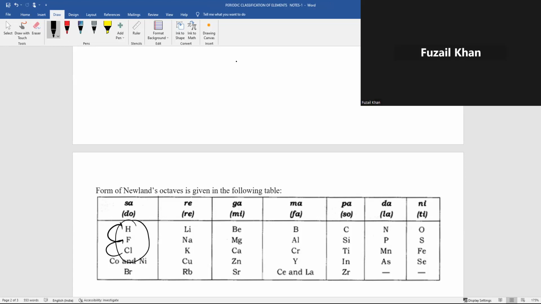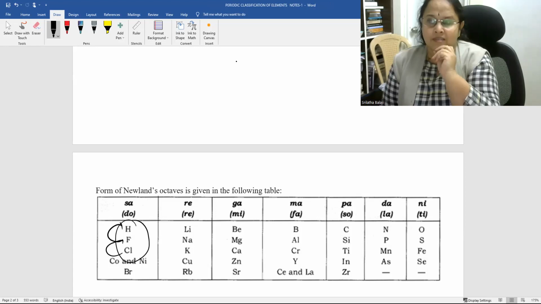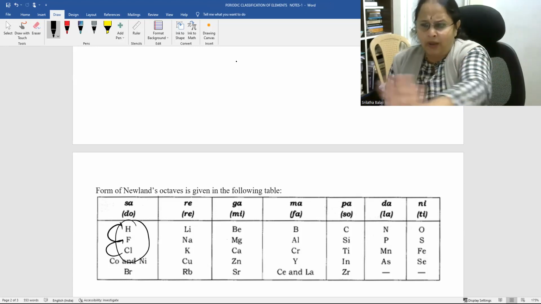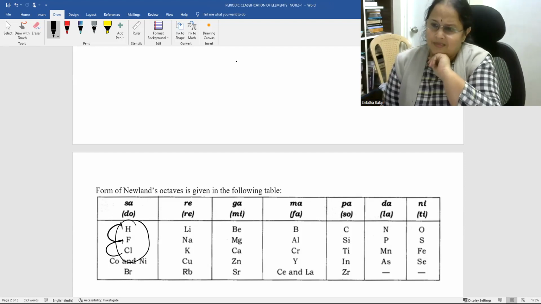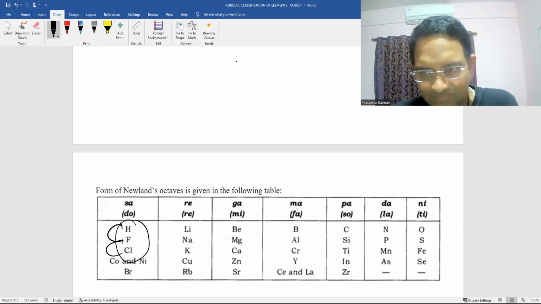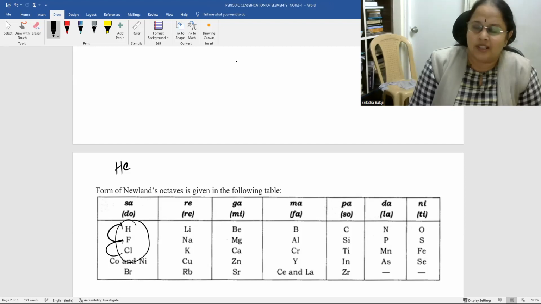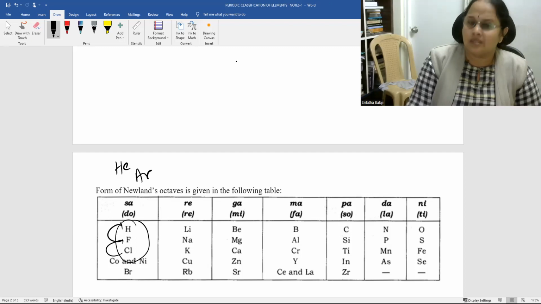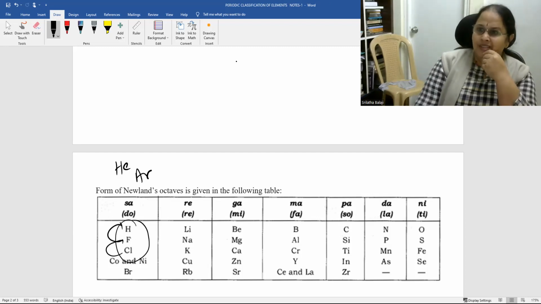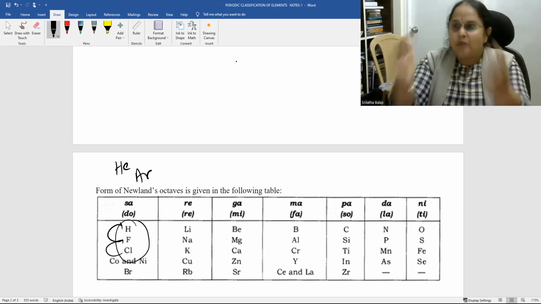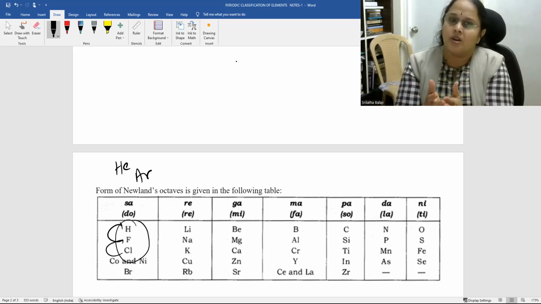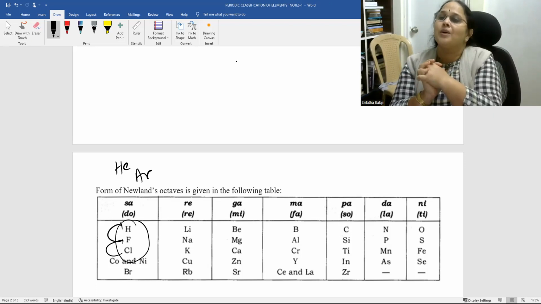Argon. Anything else? Helium. Is there any noble gas in this chart? The symbol of helium is He. The symbol of argon is Ar. Can you see any of these in this chart? No, right? Unfortunately, at that point of time when Newlands came up with this concept, noble gases were not discovered yet.